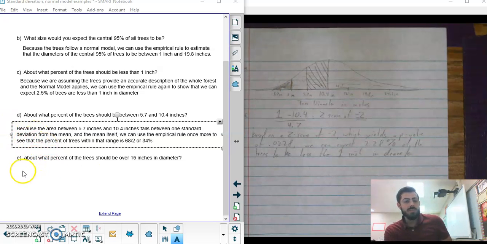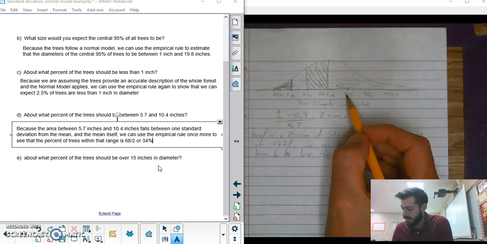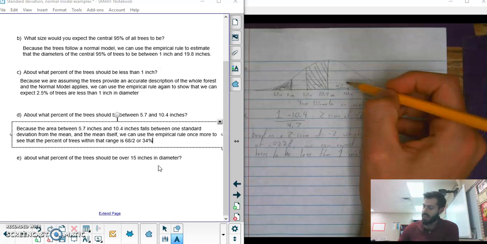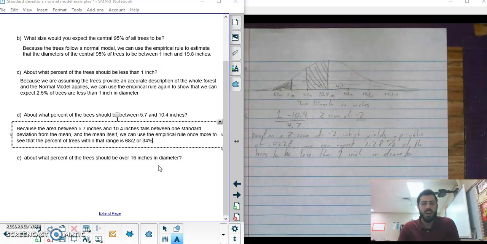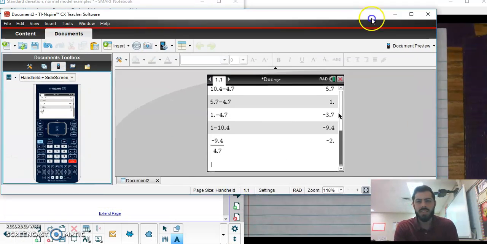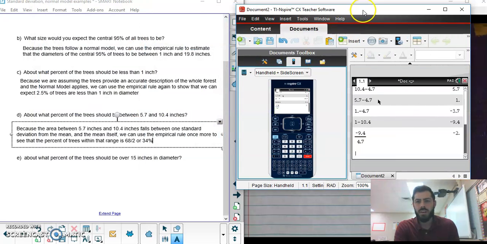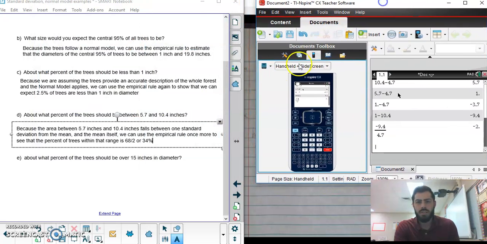Now, last but not least, I'm sorry this is taking so long. Part E. About what percent of the trees should be 15 inches or over 15 inches in diameter? We see that that's not quite where our line lines up for our standard deviation. We could approximate, but let's say we're a bit nitpicky. We want to be very precise in our calculations. So what we have here on our calculator are the tools that I showed you in the last video.